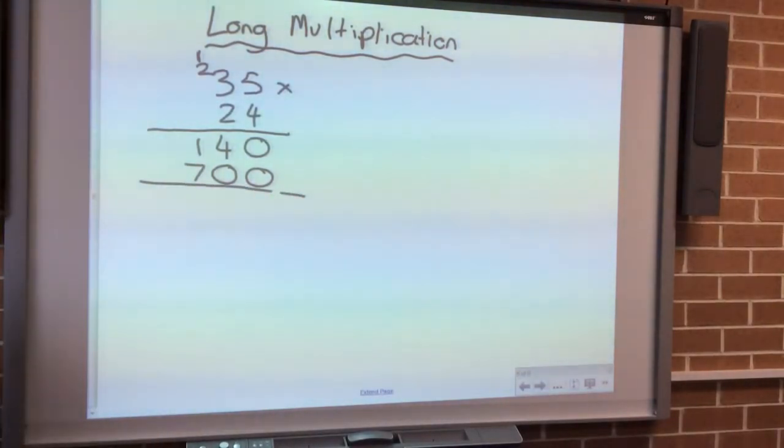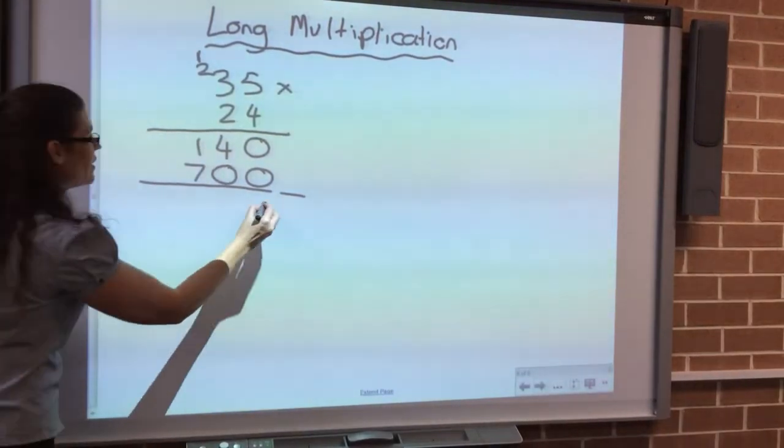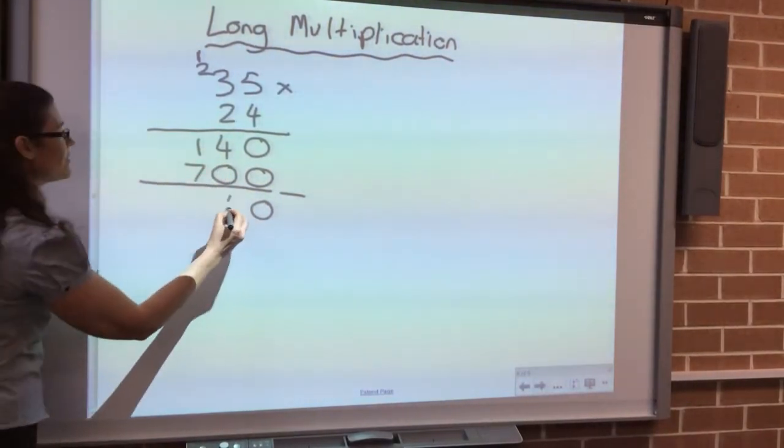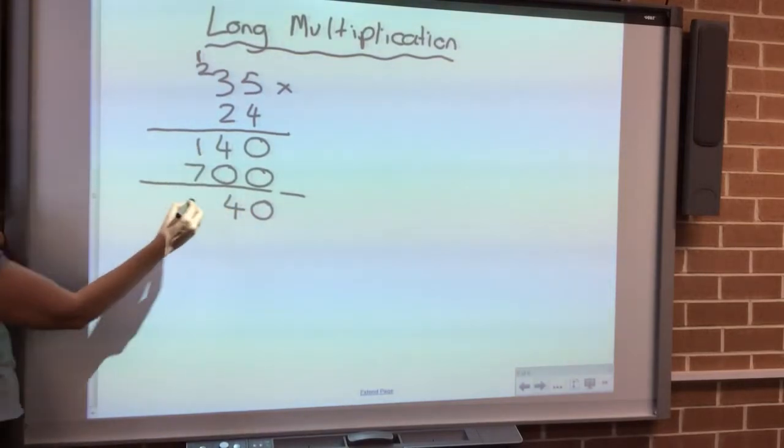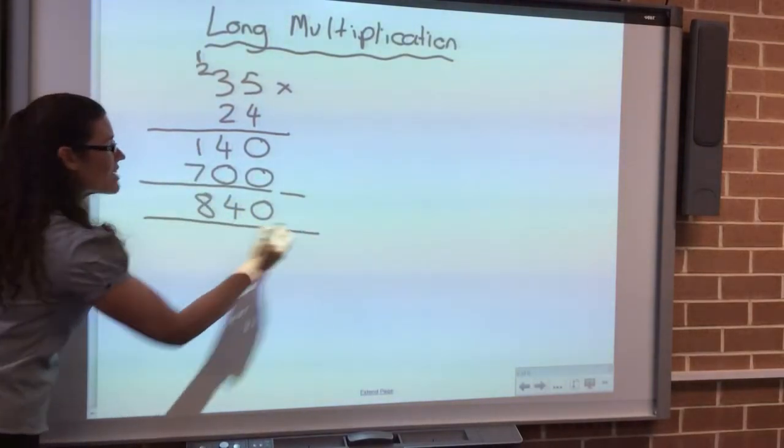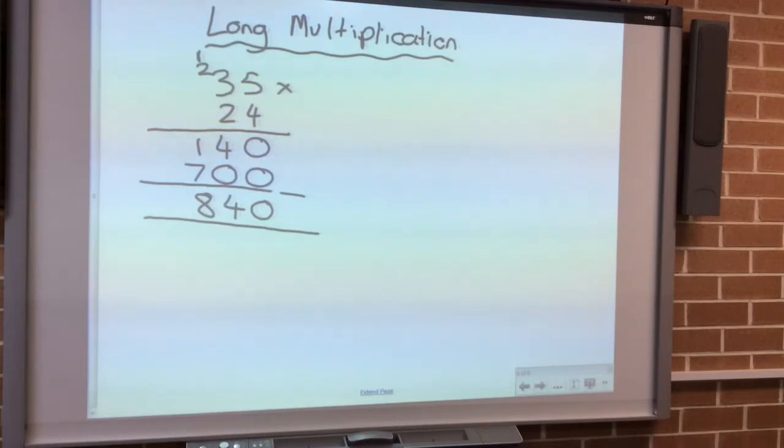Once I have them, just like when we split, we're now going to add them together. 0 plus 0, 0, 0. 4 plus 0, 7 plus 1, 8. So my answer is 840.